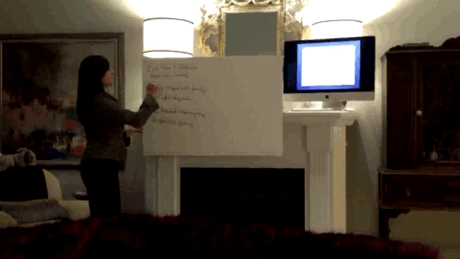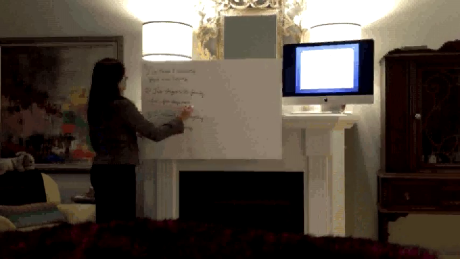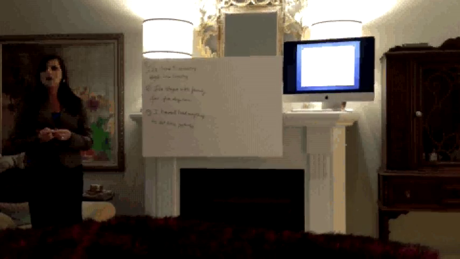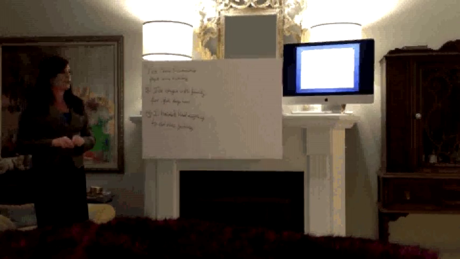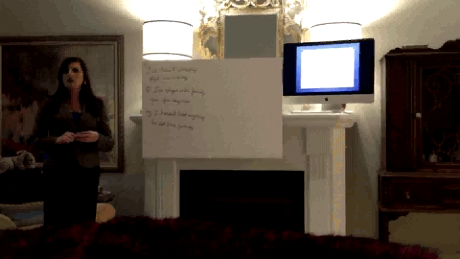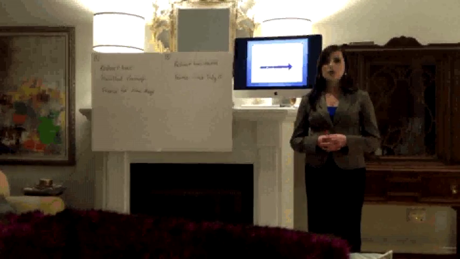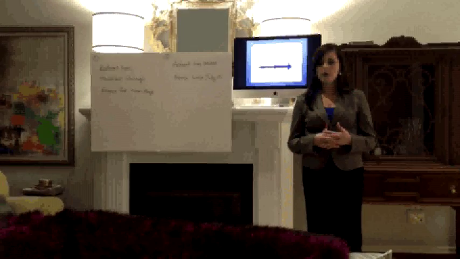What we see here is that we often need to use time words when expressing information about a travel experience. So we're going to learn a little bit more about that in today's discussion.